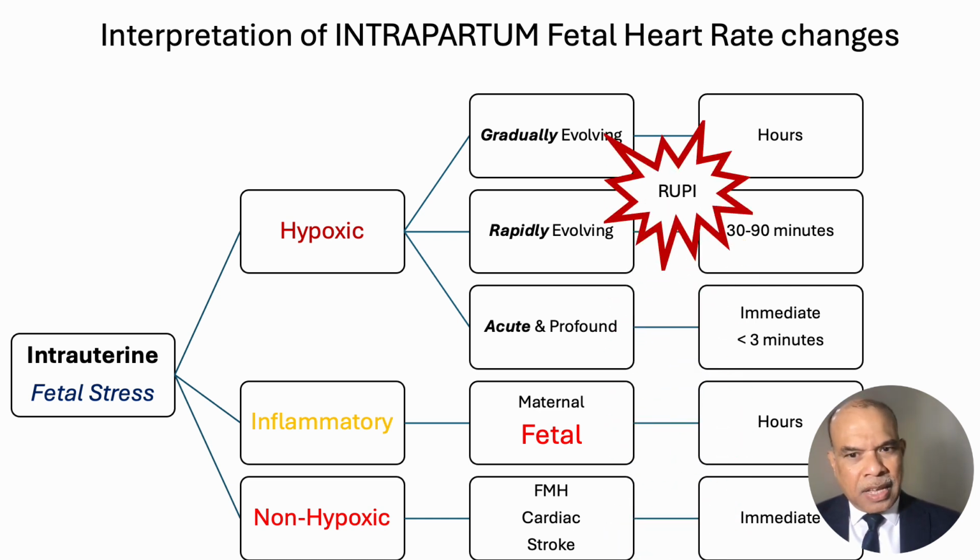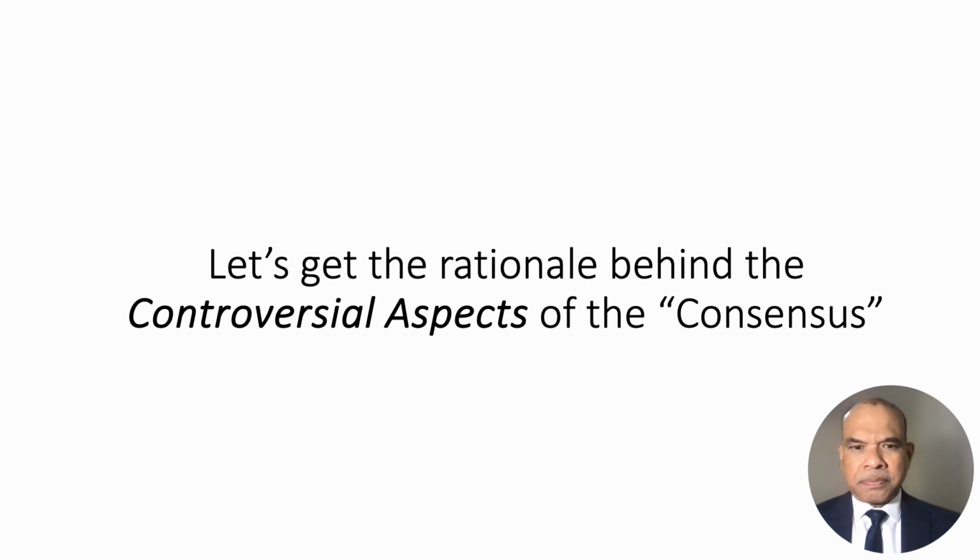As obstetricians, midwives, and nurses working across the labor wards, we also have a responsibility and a duty to get it right. And in the current guideline, we have introduced the concept of relative uteroplacental insufficiency, or RUPI, which is a subclinical uteroplacental insufficiency, which sits in between a gradually evolving hypoxia and a rapidly evolving hypoxia. And we'll be looking at it very soon.